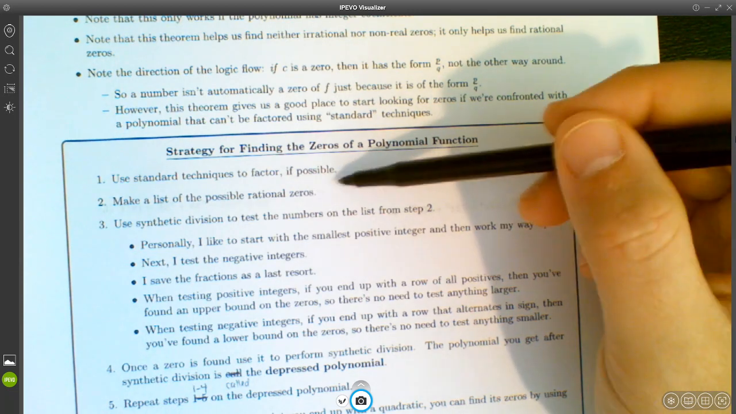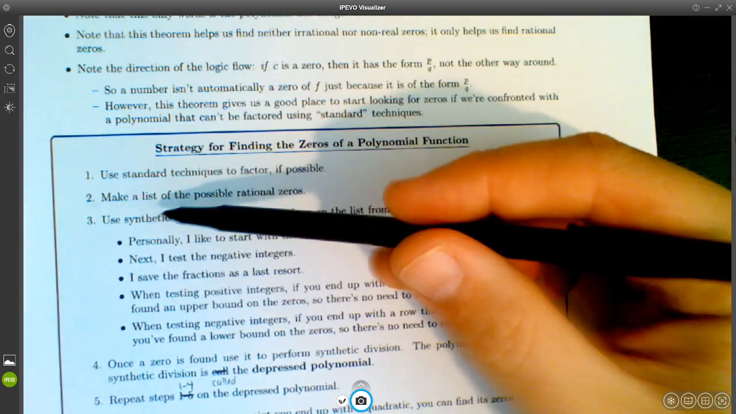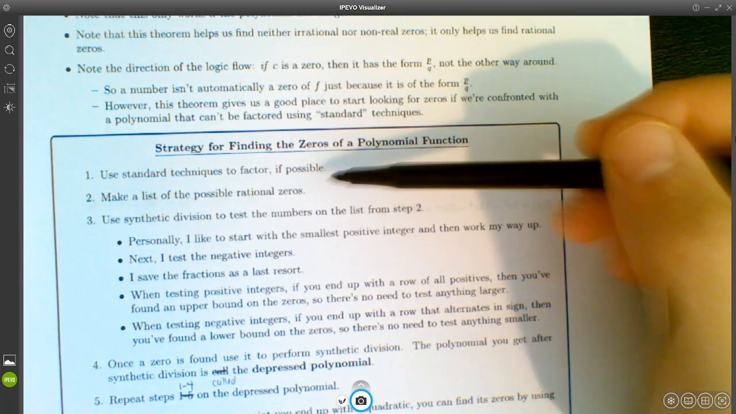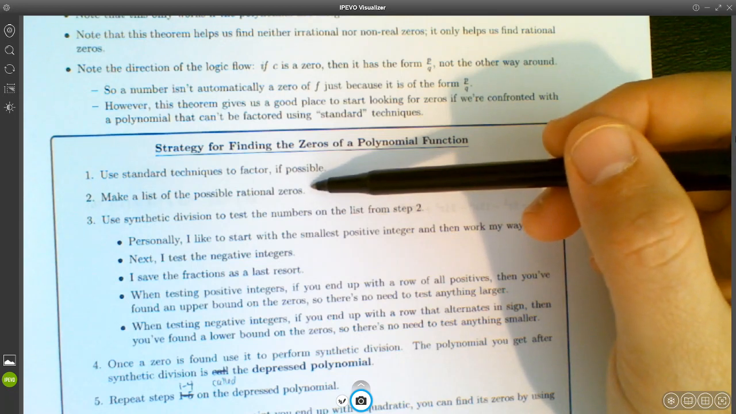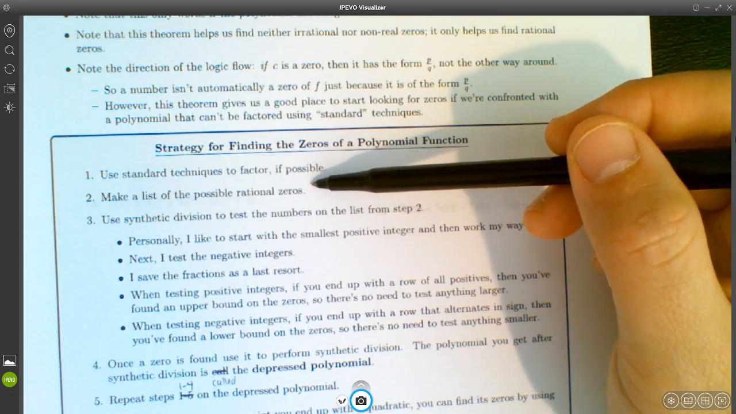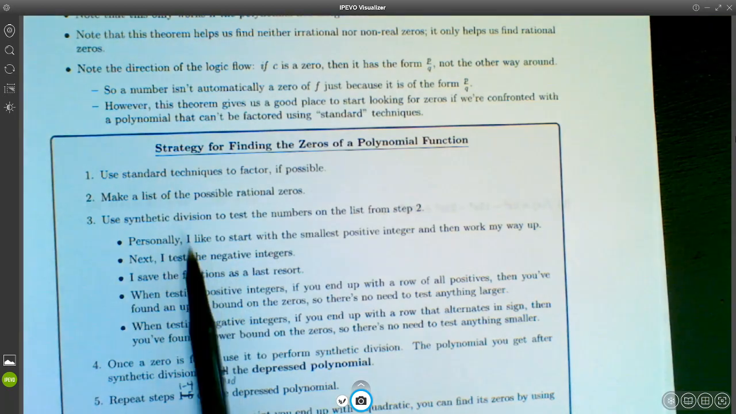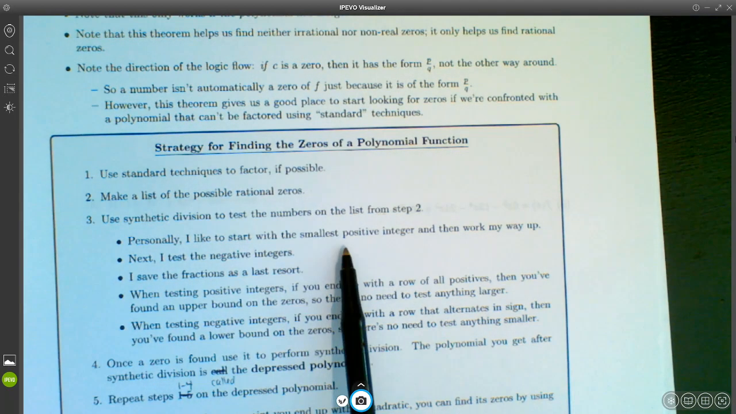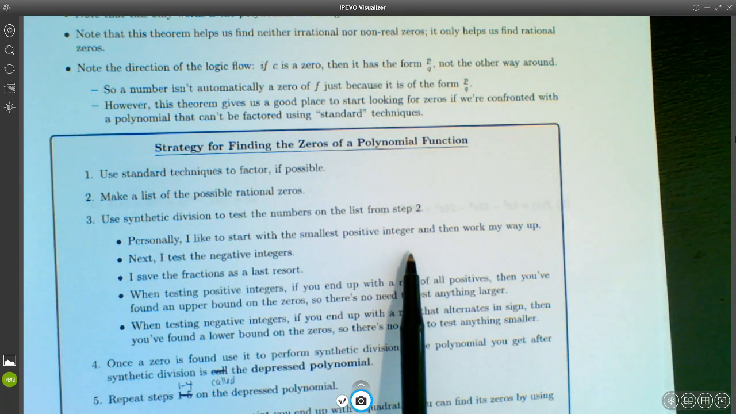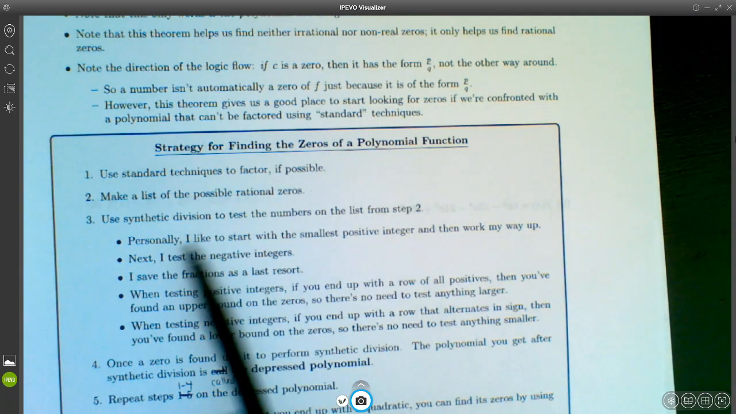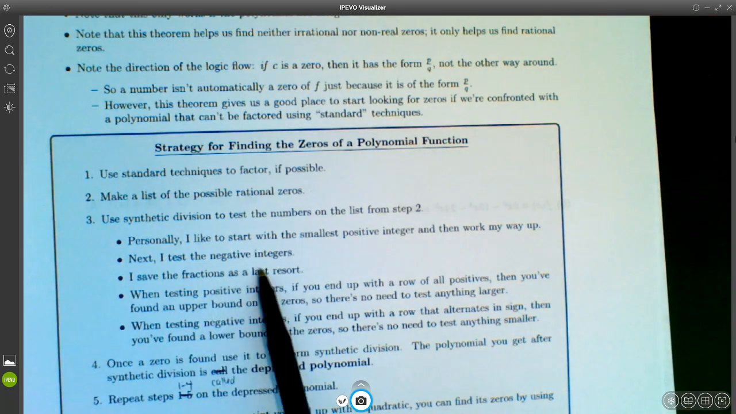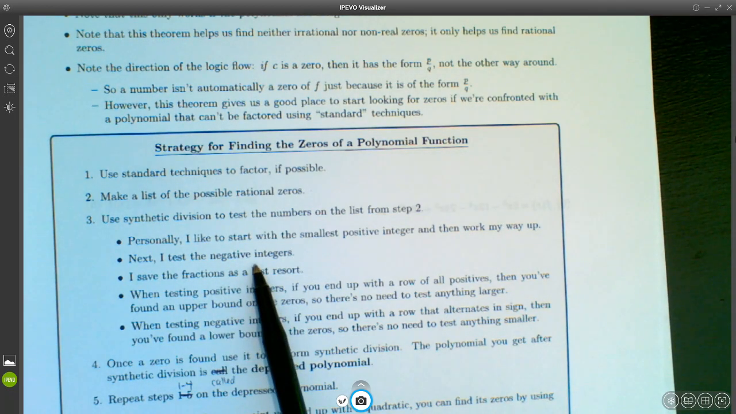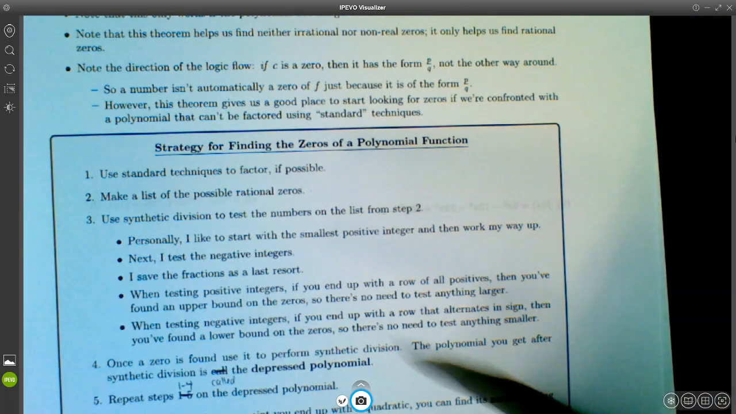So you make a list of the possible rational zeros, and then I would use synthetic division to test each of those possibilities until I find one that works. Okay? Now, personally, I like to start with the smallest positive integer on my list from step 2, and then I work my way up to larger and larger positive integers. The next thing that I'll test is the negative integers that are on my list. Okay? So I'll test the negative integers. I save any fractions as a last resort.